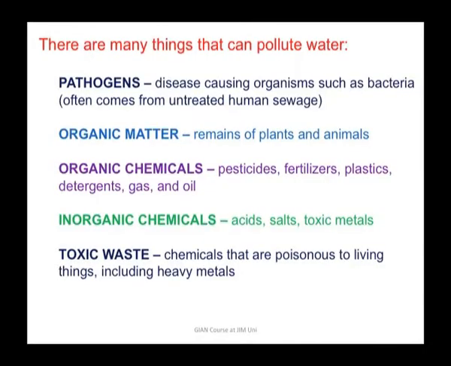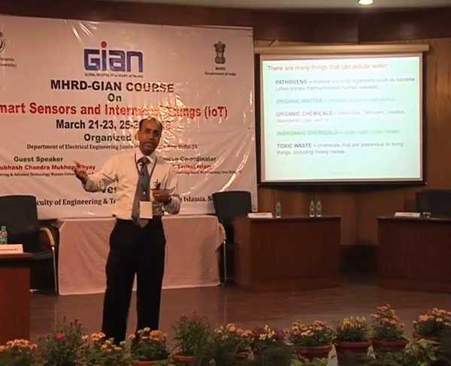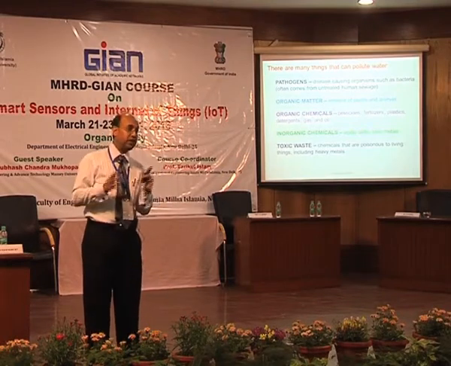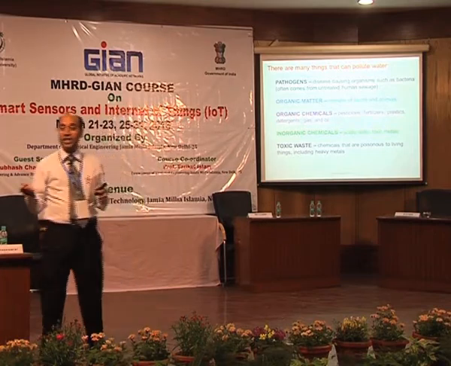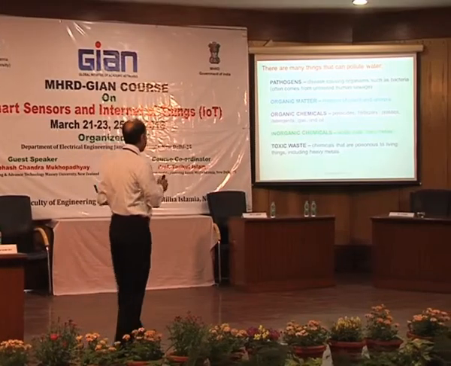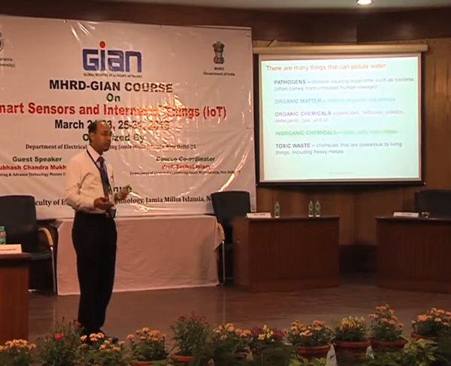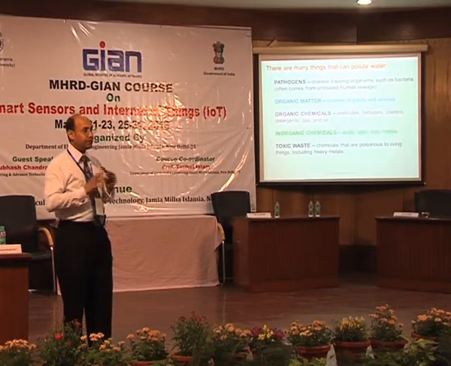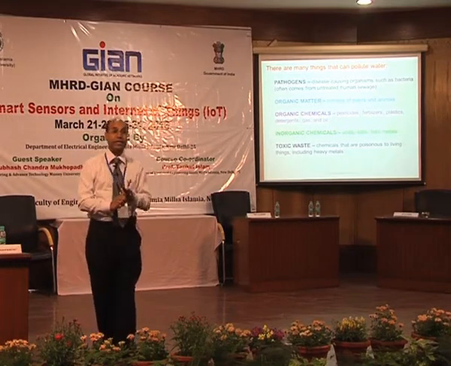So organic chemicals, pesticide, fertilizer, plastic, detergent, gas and oil, whatever you mix. Like in New Zealand, as I said, we use very little fertilizer, but still we use fertilizer. It's not that we don't use it. We use pesticides. Whatever is unused mixes and finally goes to water. So you pollute the water in many different ways. Inorganic chemicals, acids, salts, toxic metals, whatever it is, and then toxic wastes. Whatever is left over goes there. So this is the big problem, water gets polluted.